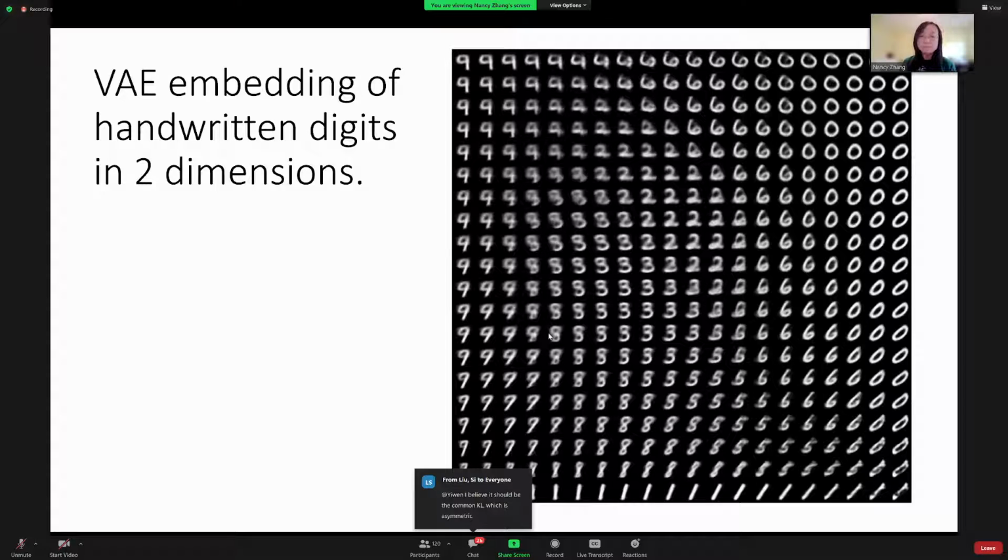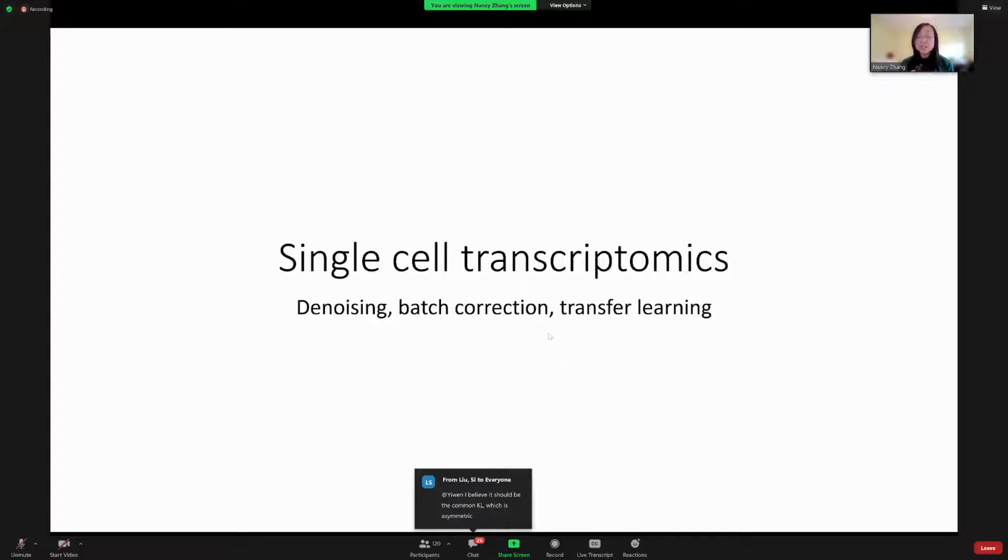Okay, so I know that's a very short introduction, but I hope that gives you more familiarity with autoencoders. Next I'm going to skip into single cell transcriptomics. I'm going to give you some background on this field, and then we can look at how autoencoders are applied.